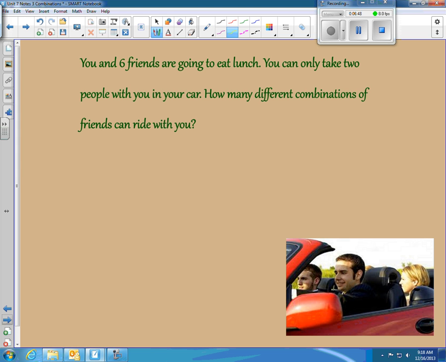You and 6 friends are going to eat lunch. You can only take 2 people with you in your car. How many different combinations of friends can ride with you? Well, you have 6 friends to choose from, and you're going to pick 2. So we have 6 factorial over 4 minus 2 factorial, and then another 2 factorial.